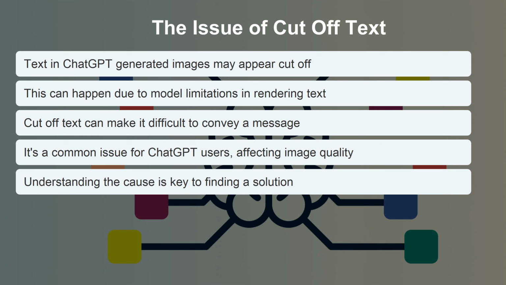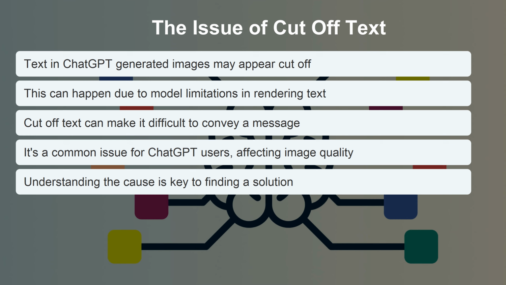ChatGPT uses a combination of natural language processing and computer vision to create images. However, the model has limitations when it comes to rendering text within images. One reason for cut-off text is that the model may not always accurately predict the size and shape of the text. This can result in text being cut off at the edges of the image.